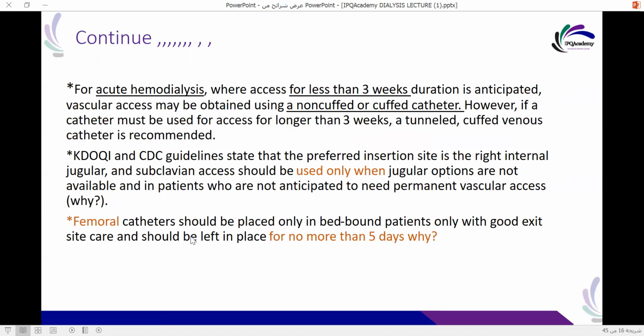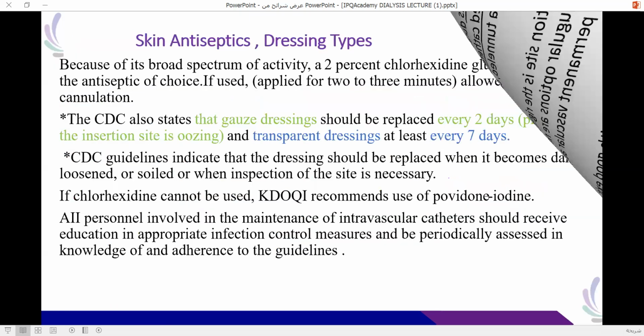So what about the femoral catheter? A femoral catheter should be placed only in bed-bound, bedridden patients, only with good exit site care, and should be left in place for no more than 5 days because the risk of infection in this area is too high.